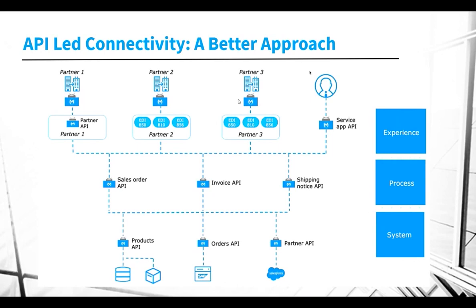The only thing that will change is your experience API, where you will receive the message and then translate it and reformat it. All these things you'll have to do. So I'll onboard a new B2B partner as an experience API. I'll do all the channel-specific translation in the experience API itself. Then I'll reuse the process and system APIs.